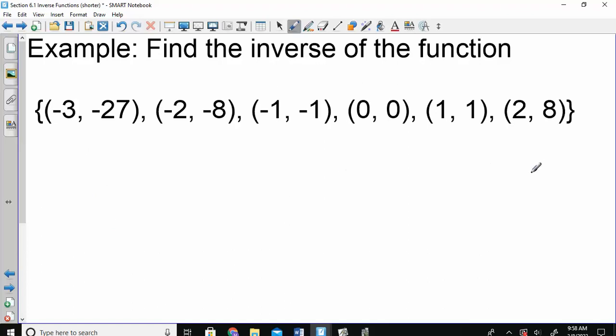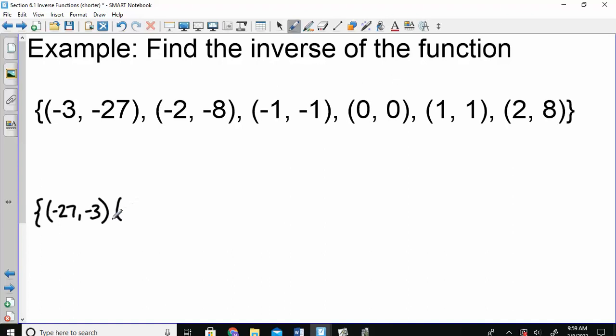So here are my points. When I find the inverse, what would I have to do with each of those points? It just flips x and y. It doesn't change the sign. So if the original point was negative 3, negative 27, the inverse is negative 27, negative 3. You just change the x and the y.